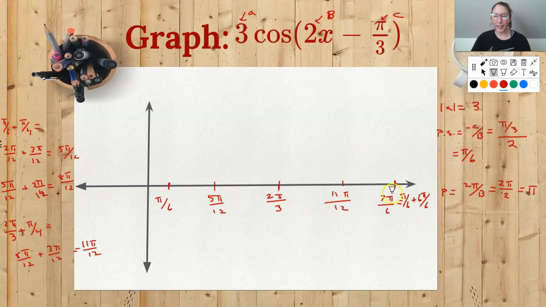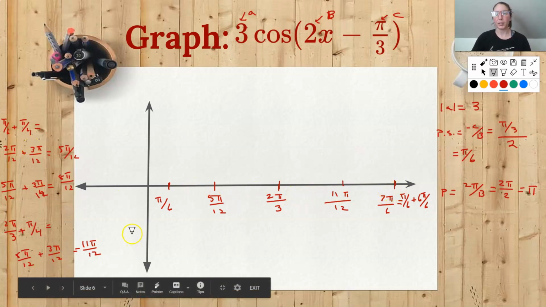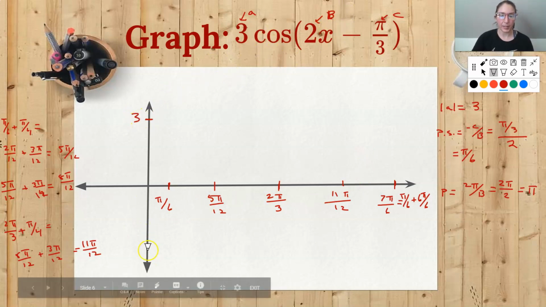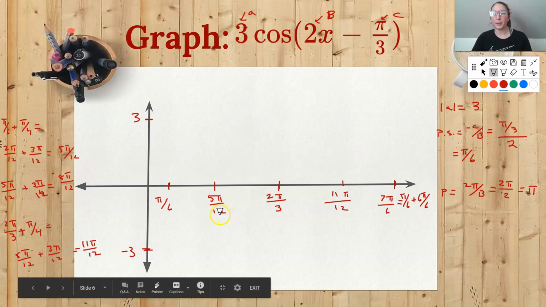Okay, so I have my x-axis now all marked out. Like I said, that's what's going to take you the most amount of time because it's a lot of fraction work, as you can see here. And then, okay, we need our amplitude. So our amplitude is 3, so we're going to use a positive 3 and then a negative 3 because we don't have a vertical shift. All right, now the fun part.